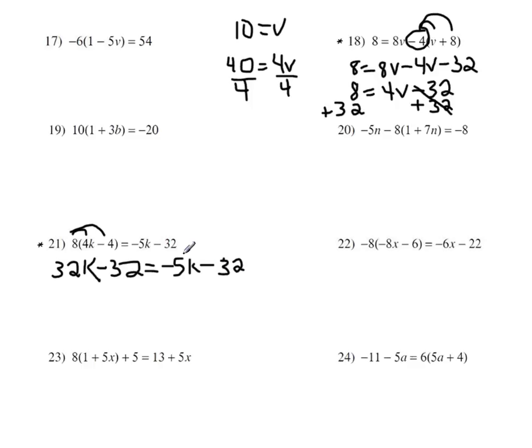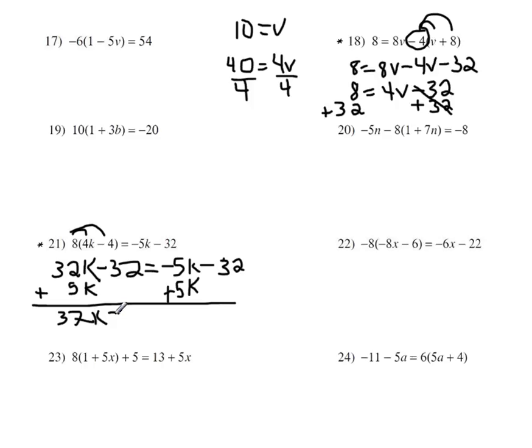Now, we have variables on both sides, here and here. We have to get them all on the same side. I always move my variables to the side where the biggest variable is. So 32 is bigger than negative 5. So I'm going to move my negative 5 over to the 32. And I always move my variables first before my plain numbers. So 32K plus 5K equals 37K.